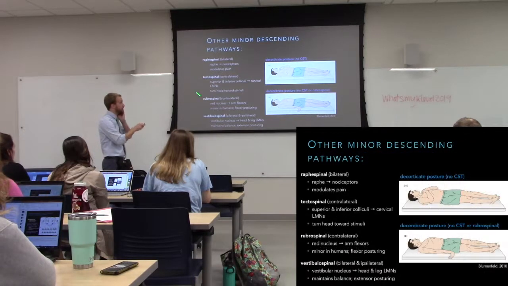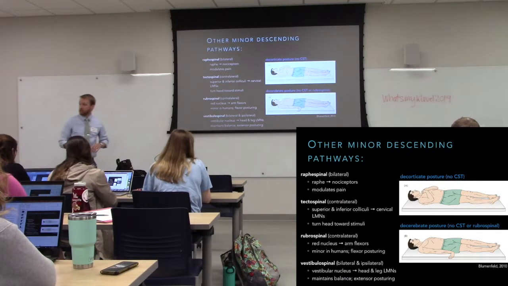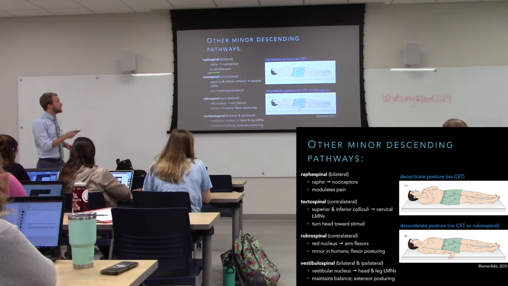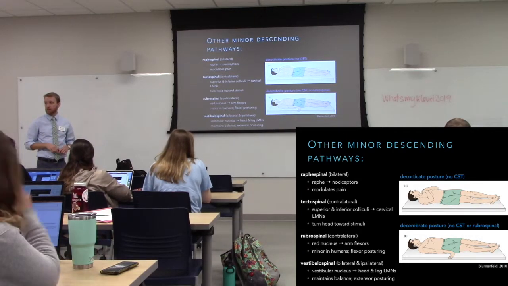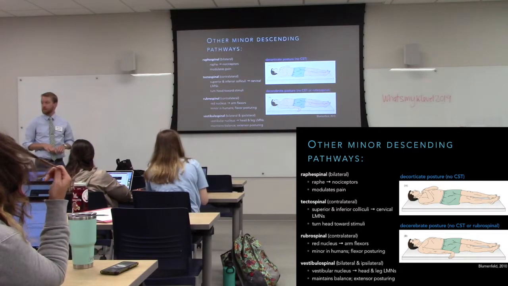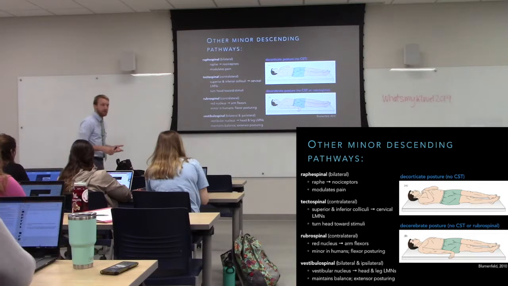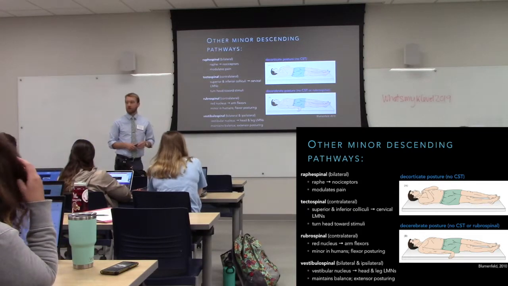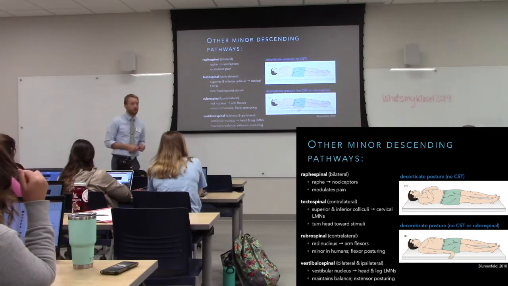There's a bunch of other tracts too. Some of these we've already covered. Raphespinal tract. It goes from the raphe down to the spinal cord. Does this ring a bell? Good. It should. This helps gate pain. We're going to dump serotonin out there in the dorsal horn.